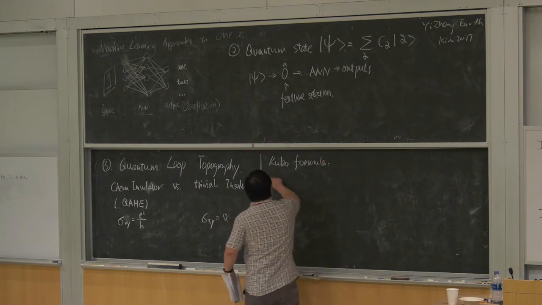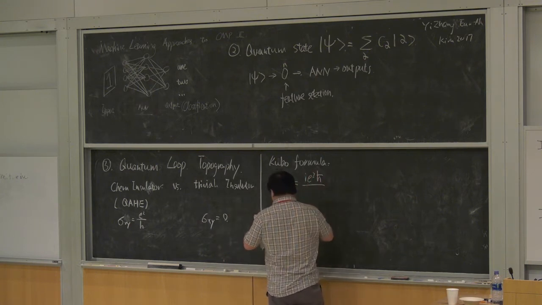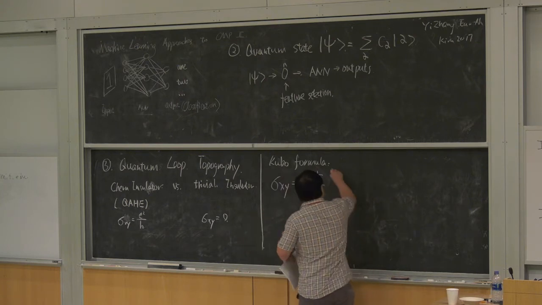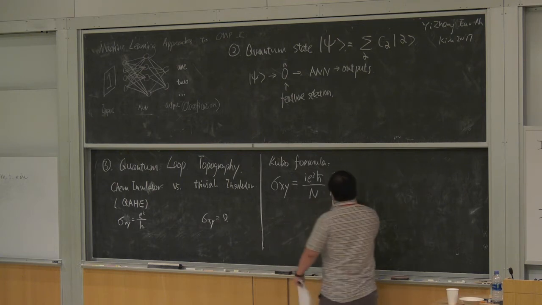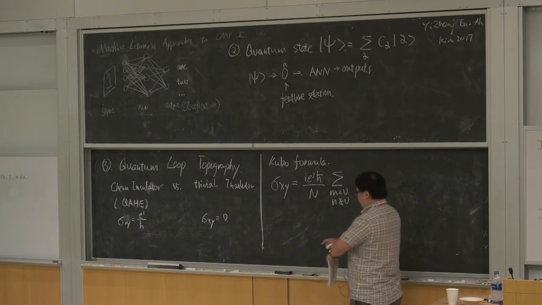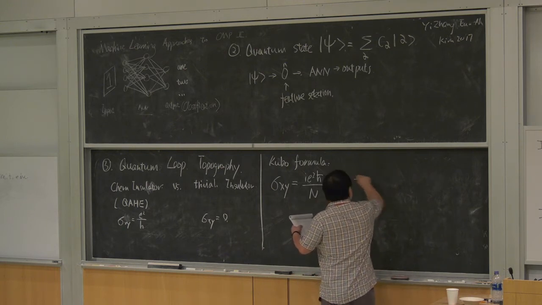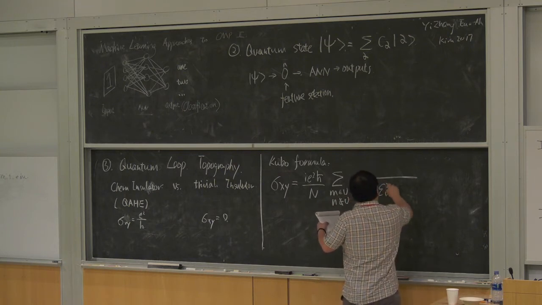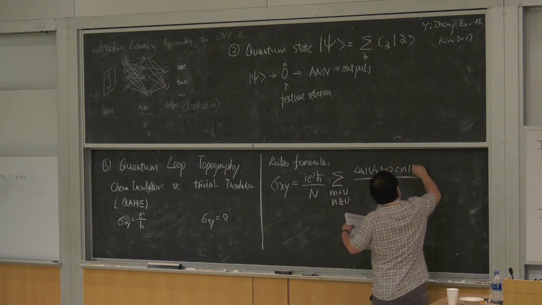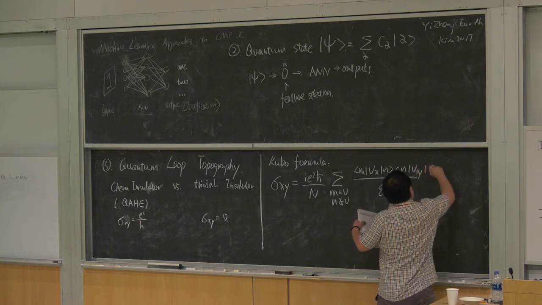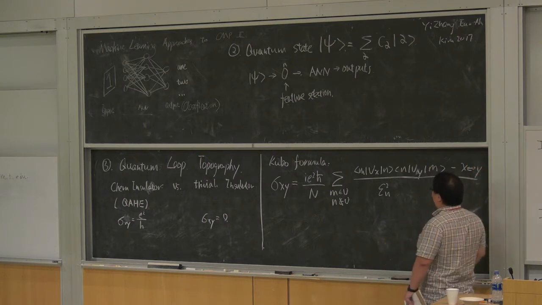Okay, so the Kubo formula tells us sigma xy is i squared h-bar divided by N, which is the number of sites, summing over the n, where v is the single particle state in the valence band, and m is in the conducting band, or the unfilled band. Okay, that's the Kubo formula.